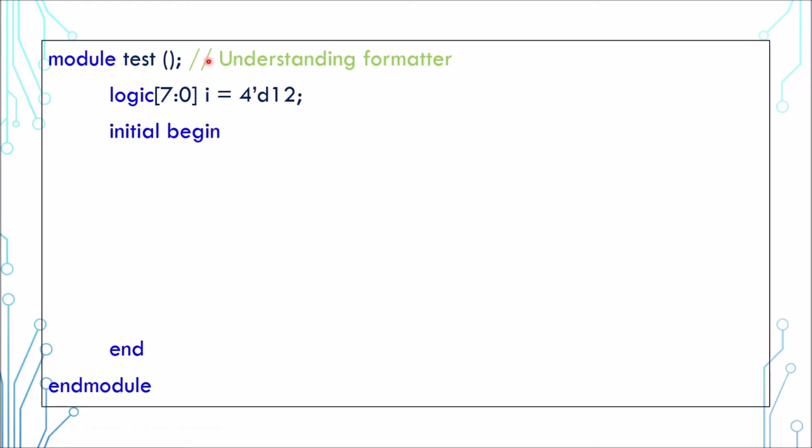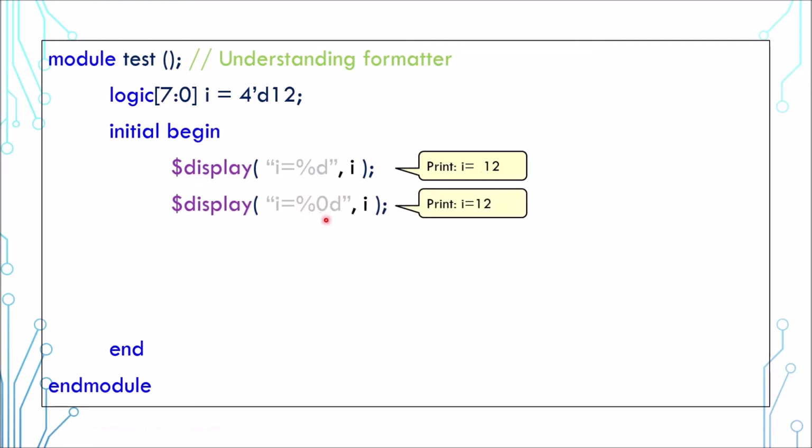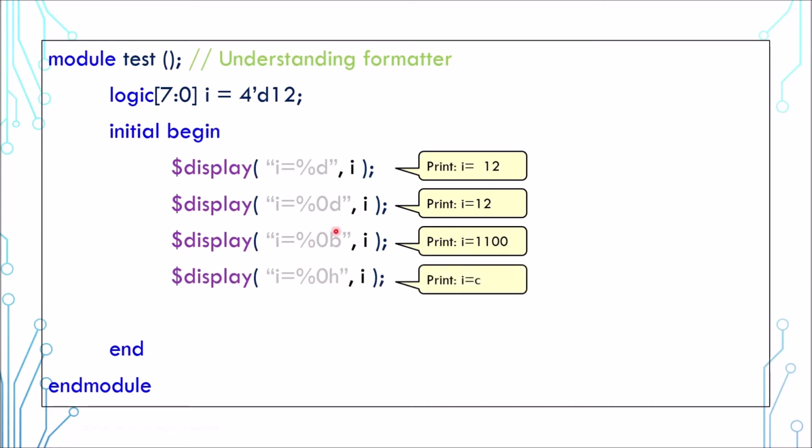Let's say you have a number and you want to display its value. You can use the formatter in the display function. The %d is the formatter. It means to print the number in a decimal format. Depending on the variable, it may display spaces preceding the value. To get rid of the spaces, you can use %0d. Similarly, you can print the number in binary or in hexadecimal by using their respective formatter.